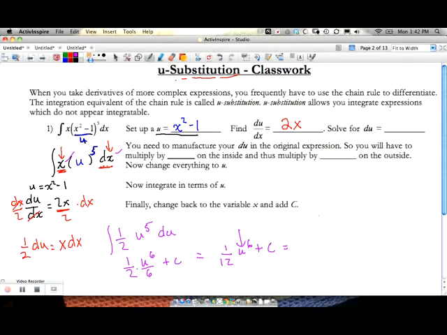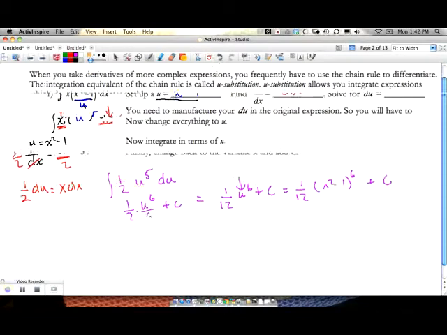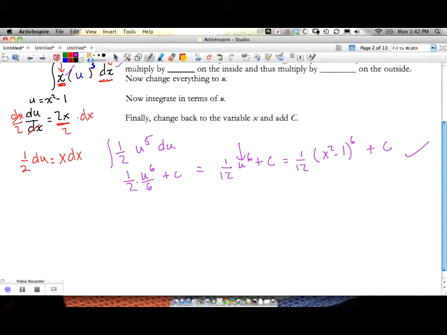But that u actually represents an expression, a bigger inside expression. So this is really 1/12 times x squared minus 1 to the 6th, and then plus c. So the question is, is that our answer? Yes, it is. We're done.